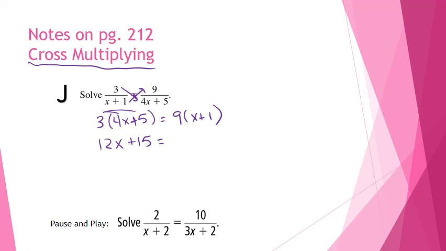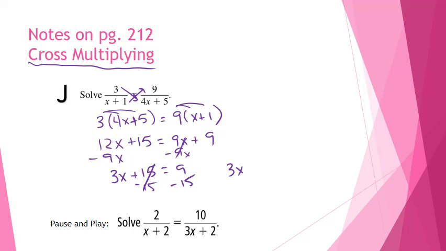So we're going to distribute, and then get my x's on one side, and I certainly hope I'm not doing anything new here. You should already know this. I'm going to subtract 15, so I have 3x equals -6.